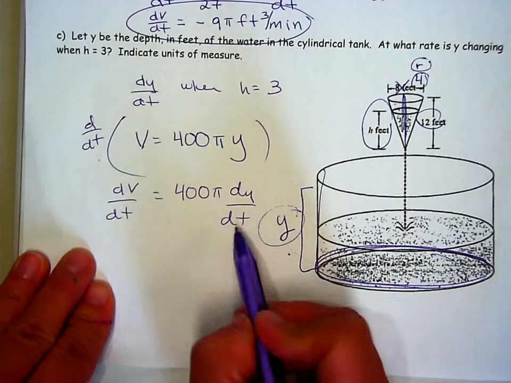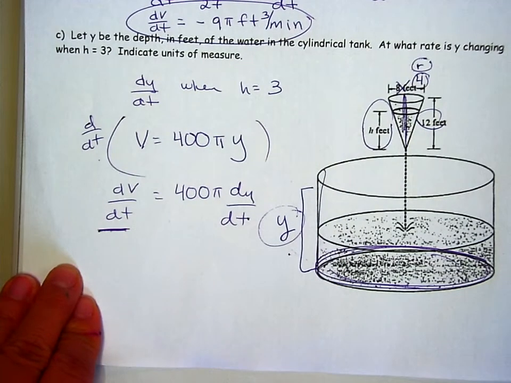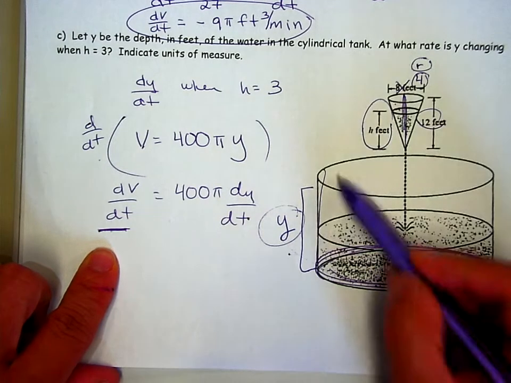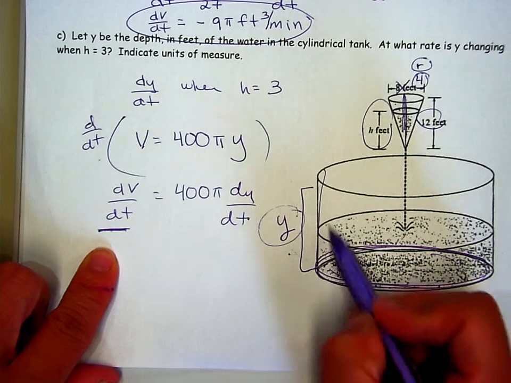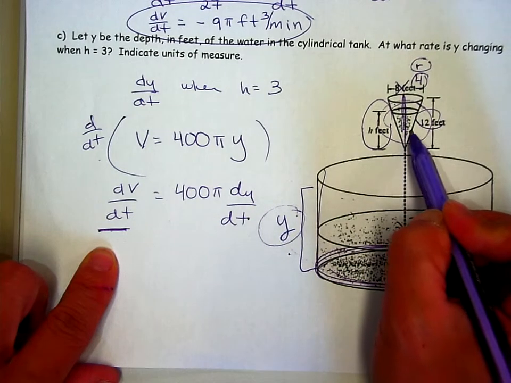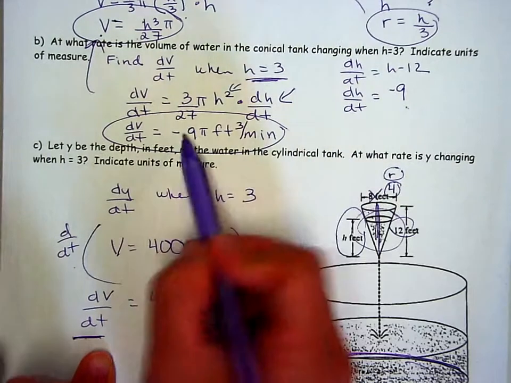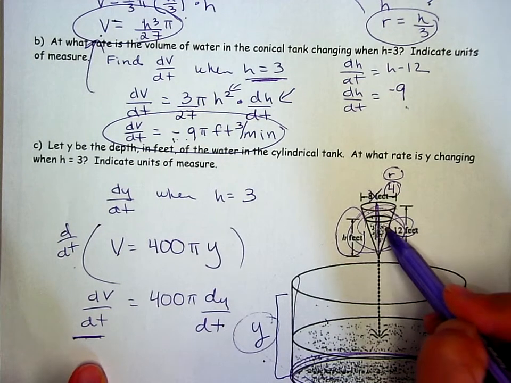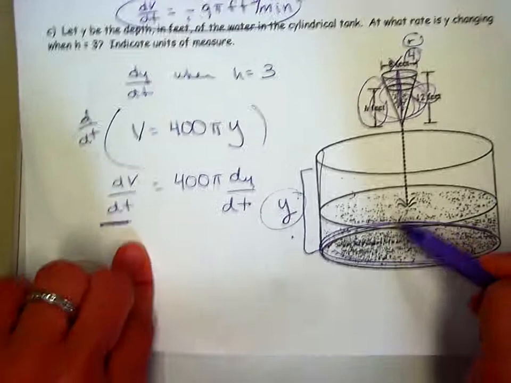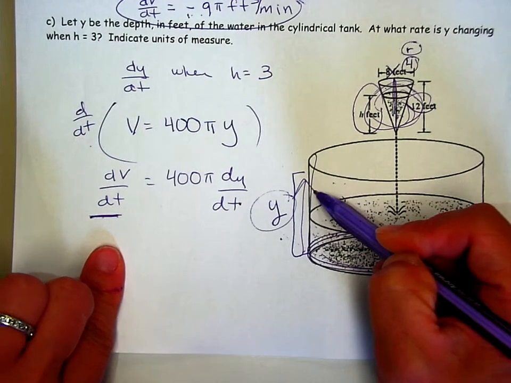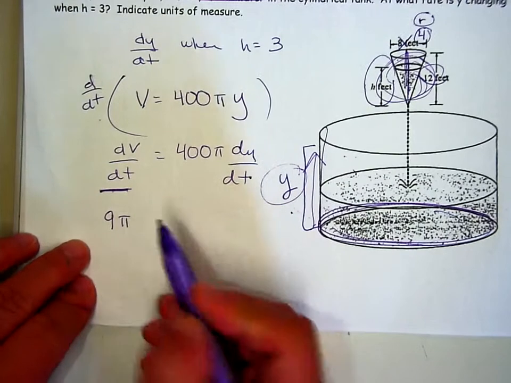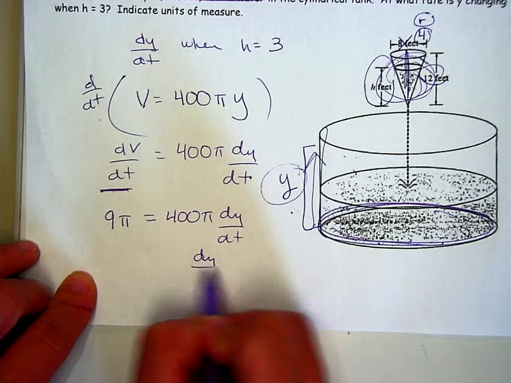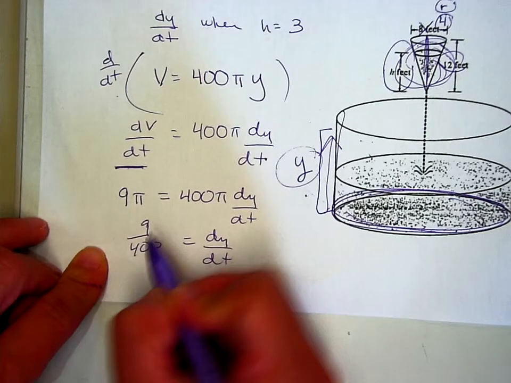Now, dy/dt is what I'm looking for. This piece right here, you are actually given this value from part B. The volume in this cylindrical tank is increasing because the water is coming in, and the amount of water changing here is the same amount of water that's coming out of there. So in part B, we figured out that dV/dt is -9 pi. That's the rate at which the volume of this is changing. But since that water is coming into here, this water level is increasing, so I want to use that +9 pi for the dV/dt here, and then plug and chug, solve for dy/dt. I get 9 over 400 feet per minute.